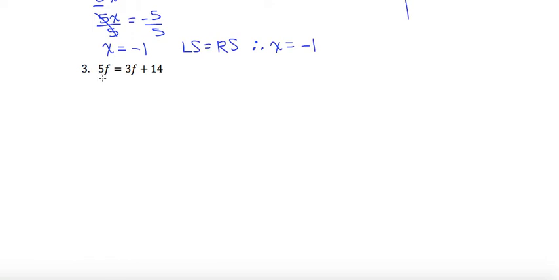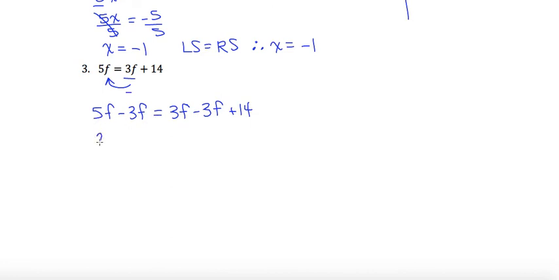Example number 3, instead of x's this time I have f's. So it doesn't matter what letter your variable is, as long as you have a variable in an equation. So I have 5f equals 3f plus 14. So I'm going to move all of my f's to the left-hand side. Right now it's being added on the right-hand side. So when I bring it over, I'm going to subtract. So I have 5f take away 3f on the left-hand side equals 3f take away 3f, because whatever I do to one side, I do to the other, plus 14.